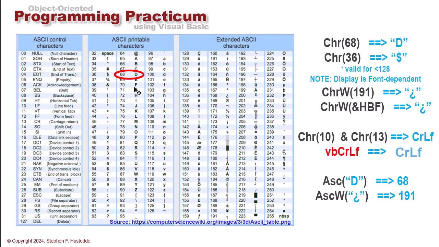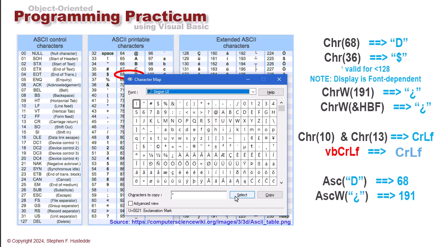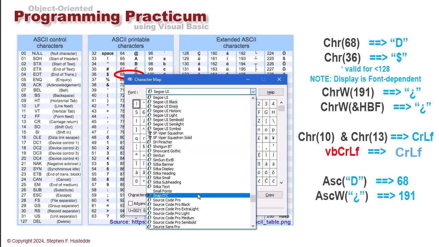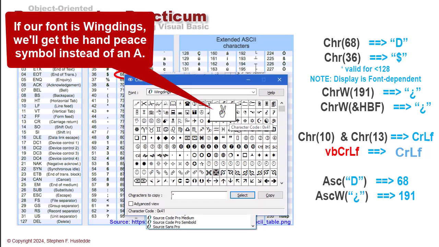I'm going to bring up the Windows Character Map. This is a utility built into Microsoft Windows, and we can see the various characters that are available to us, and we can do it by font. So you can choose which font you want to use because the characters displayed are font dependent. In other words, an uppercase A in a Wingdings font would not give us the letter A. It's going to give us a little icon.